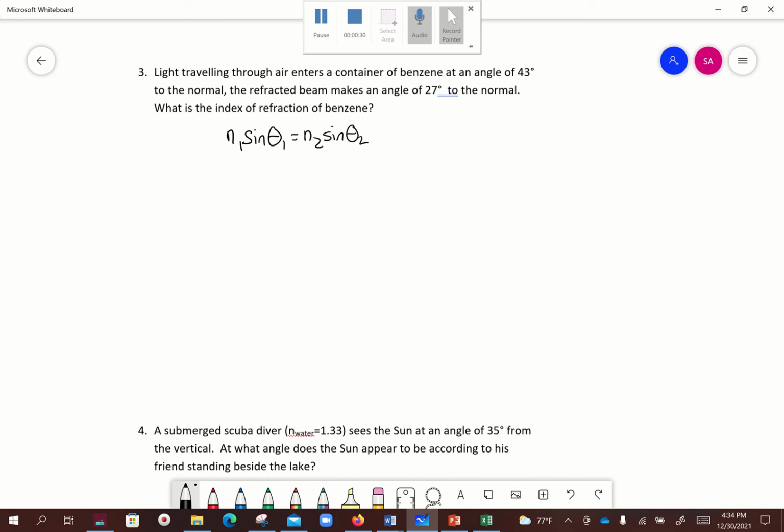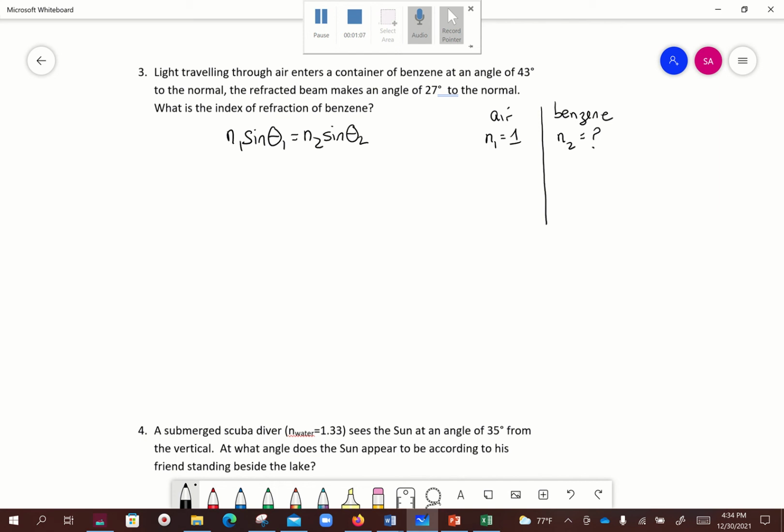All right, so we're told that light traveling through air enters a container of benzene at an angle of 43 degrees to the normal, and the refracted beam makes an angle of 27 degrees to the normal, and we want to know what's the index of refraction of benzene. So let's draw a little sketch. On one side I've got air, and on the other side I've got benzene. We know that air, which is the side we're coming from, so that's N1, has a refractive index of 1, or at least so close to 1 that we can approximate it, and we're asked what is N2.